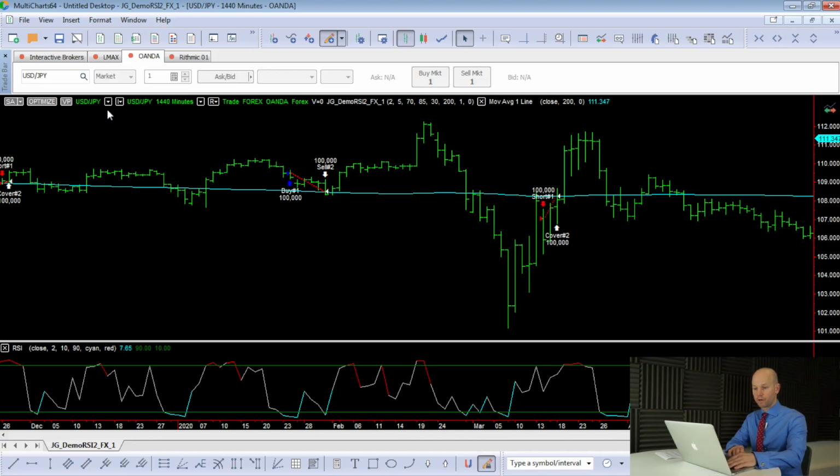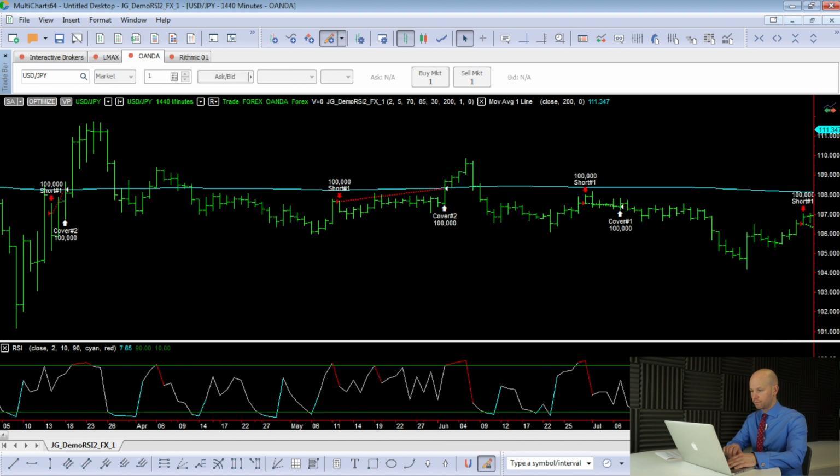So let's have a look how the trades occur on the charts. This is a daily chart of US dollar, Japanese yen. This cyan line is the 200 period moving average. So trades above it are long trades, trades below it are short trades. And I didn't mention earlier, but the stop loss is at the 200 period moving average for both long and short trades. So let's have a look at some clearer examples.